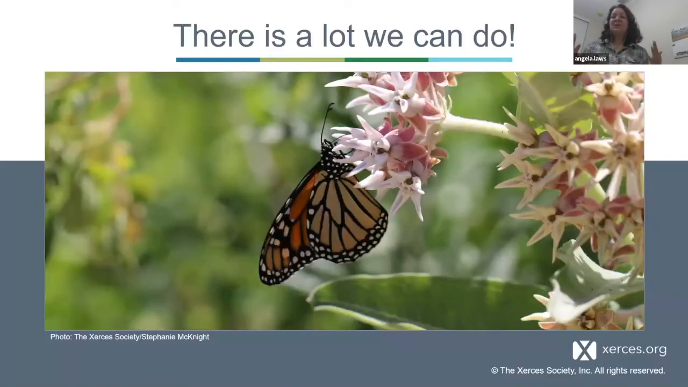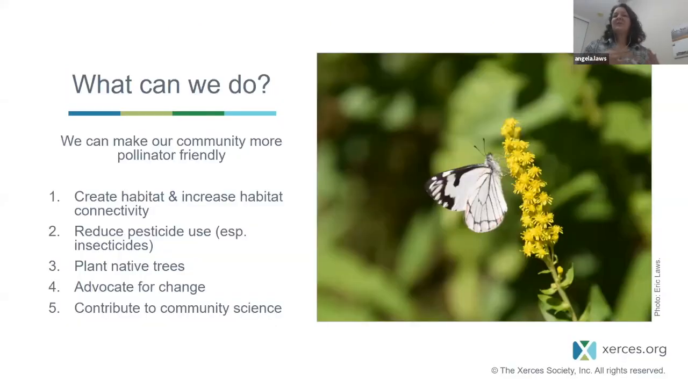There's a lot we can do, right? This is some depressing information, but there's a lot we can do to help pollinators. And I think the good thing about working for pollinators is that there's meaningful things that we can do every day, and we can see a difference right away. So the best things we can do is create habitat. We can plant pollinator gardens in our communities, around our homes, where we work. We can reduce pesticide use, especially insecticides, around our homes.